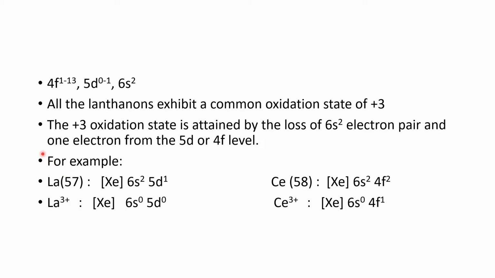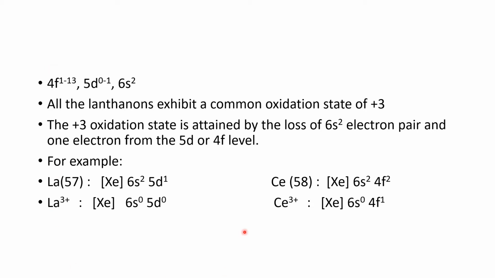Now let's move on to the oxidation state. As I've already mentioned, this is the general configuration that can be written for the lanthanons. It is seen that all the lanthanons exhibit a common oxidation state of +3. This +3 oxidation state is attained by the loss of 2 electrons from the 6s level and 1 electron either from the 5d level or from the 4f level.